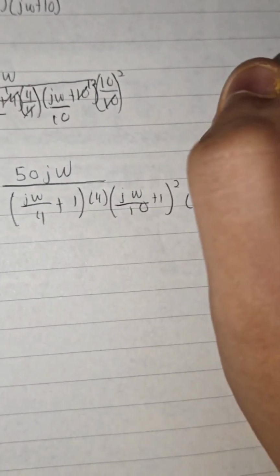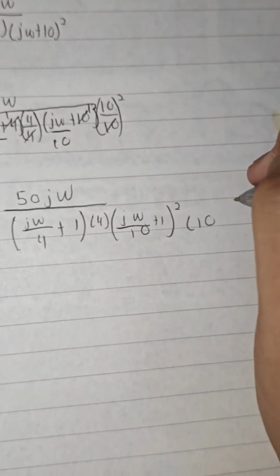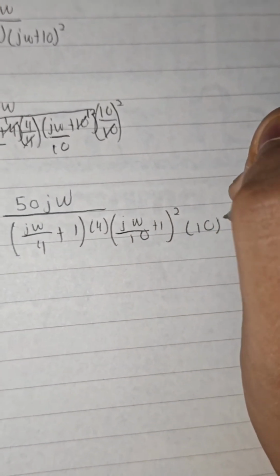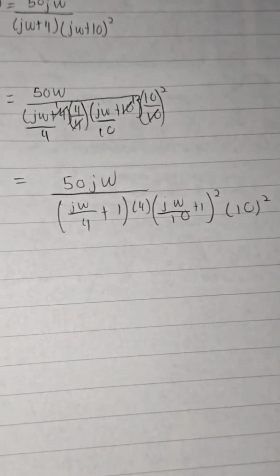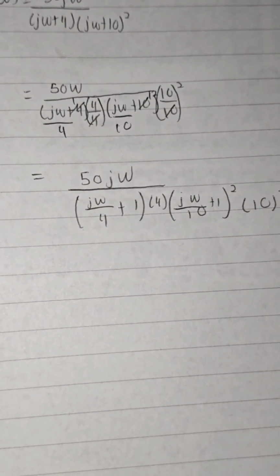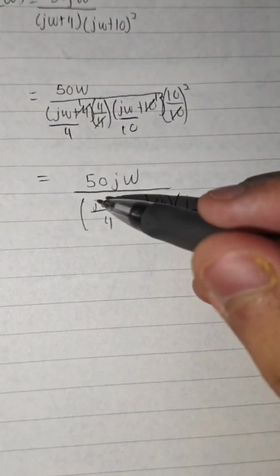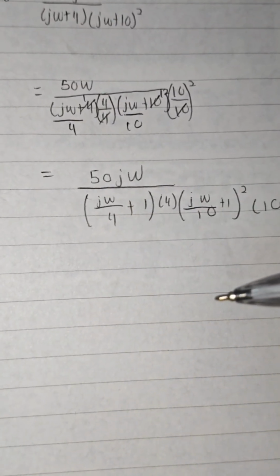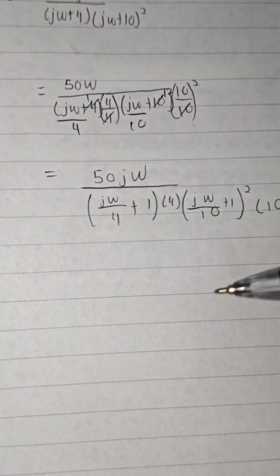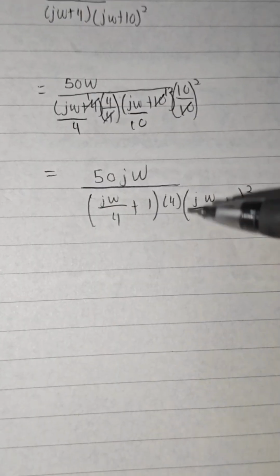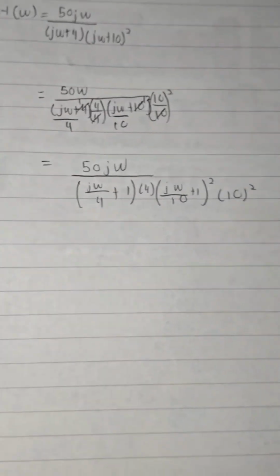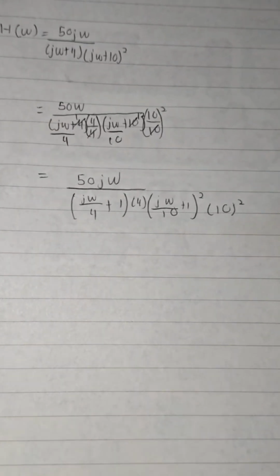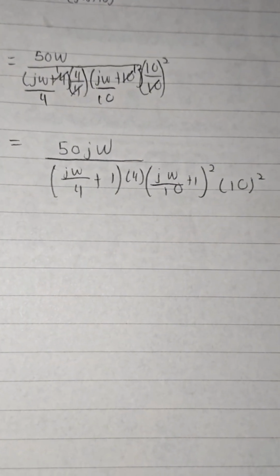Now we will simplify this equation, where we multiply 4 by 10 to the power of 2, which is 400, and divide it by 50, which will be 0.125. Only then can we get a complete standard form to draw the magnitude Bode plot graph.